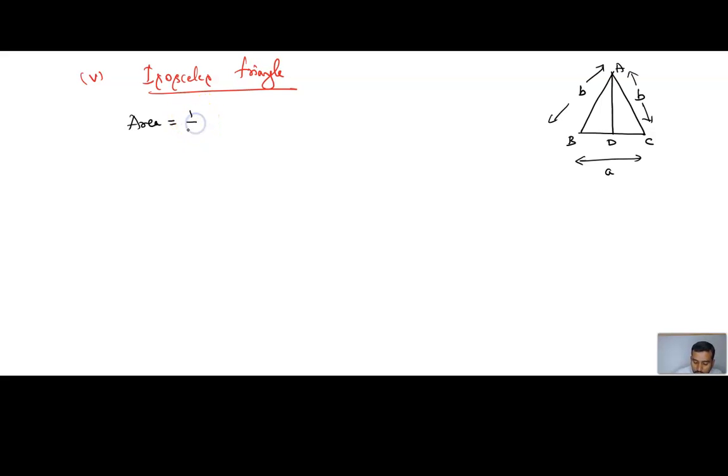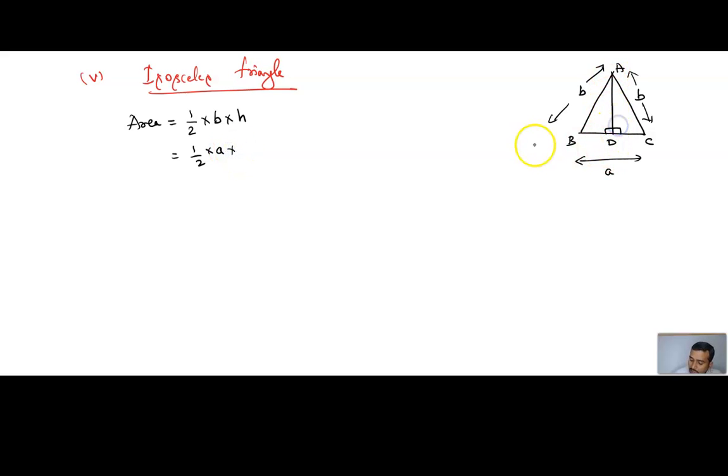It will be helpful because each and every step will be very helpful for you. Half into base into height, that's nothing but half into base. What is the value of base? That is A. And what about the height? What about the H value? You can see that.